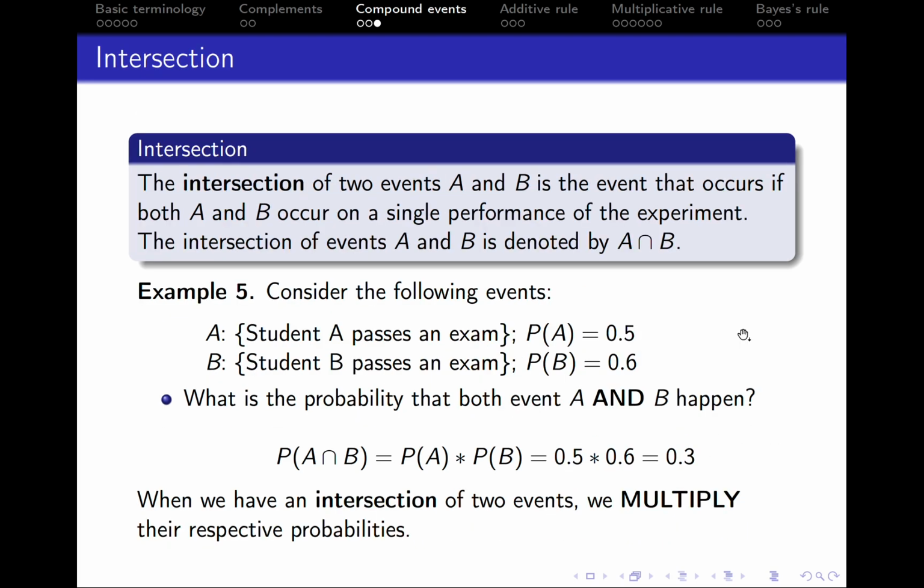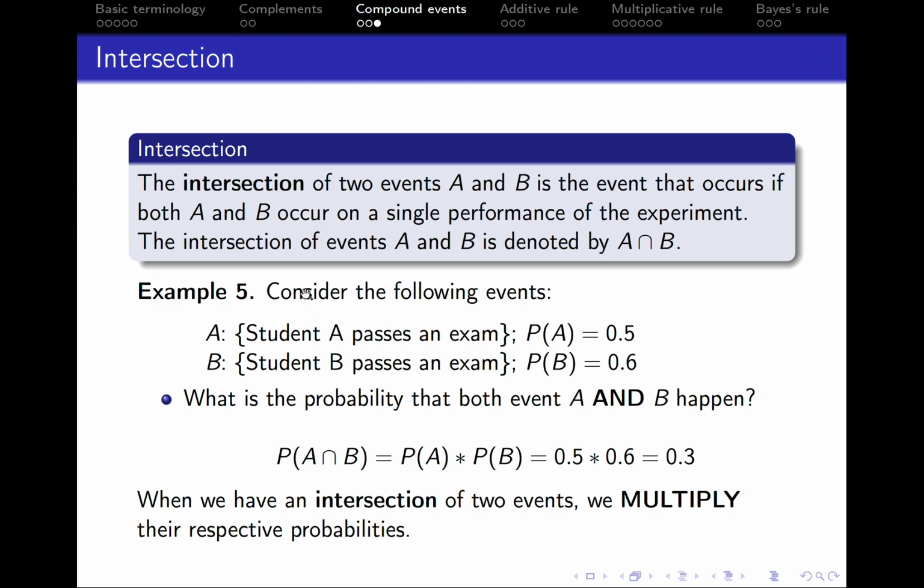And now let's have a look at the intersection. So the intersection of two events A and B is the event that occurs if both A and B occur on a single performance of the experiment. And the intersection of events A and B is denoted in the following way. So in other words, we would like to know the probability that both event A and event B happen at the same time.